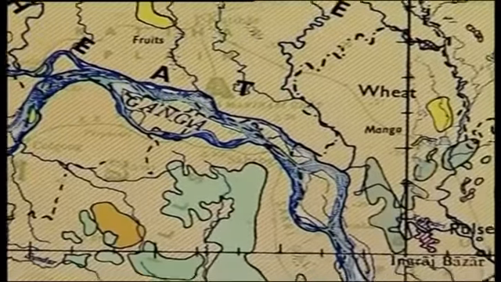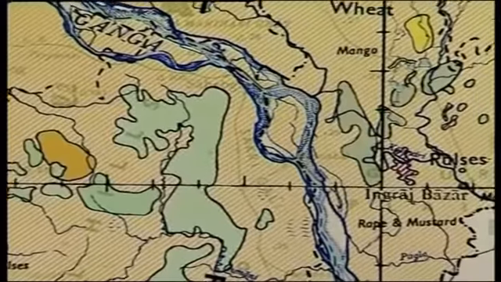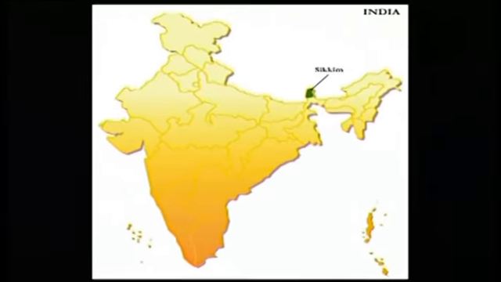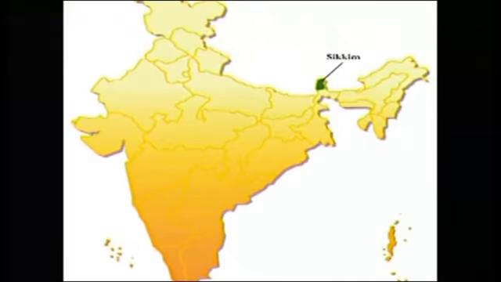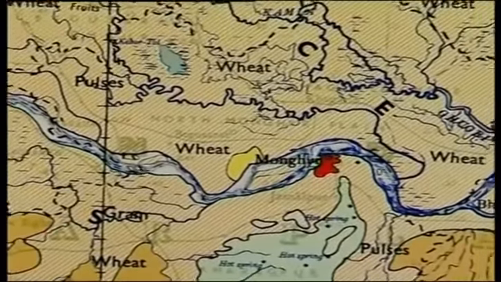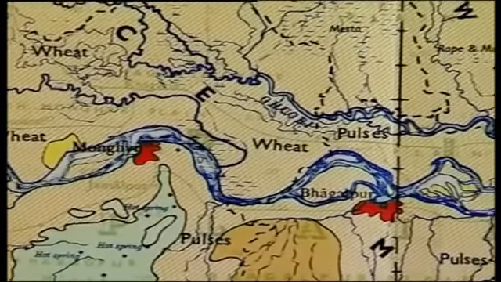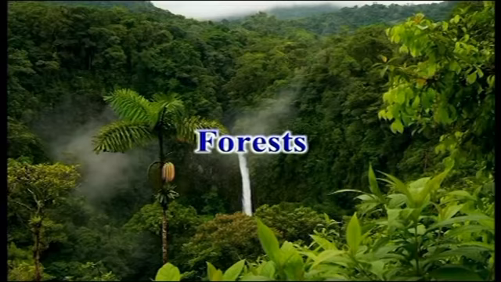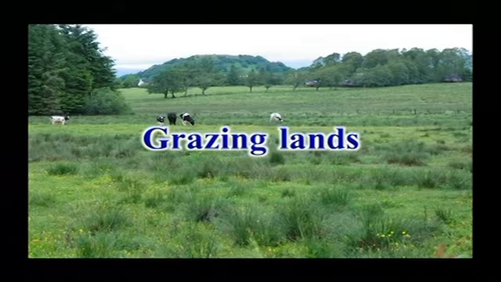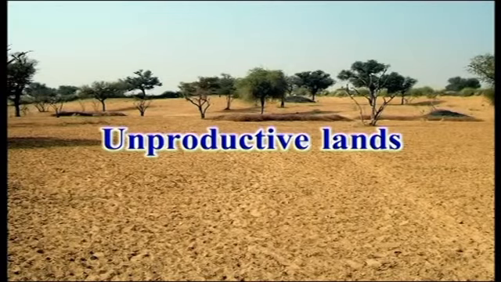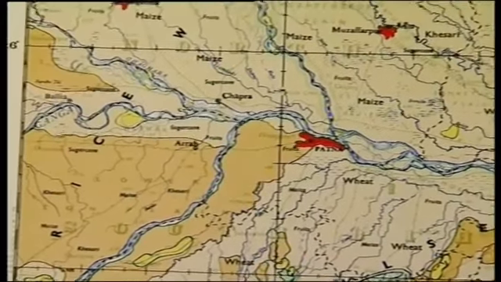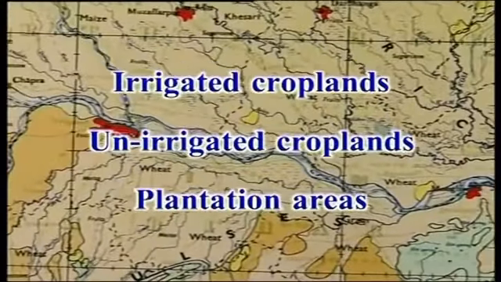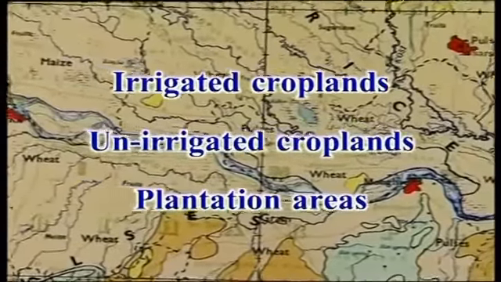This region is drained by the river Ganges and its tributaries at the central portions and by Teesta river in the Sikkim region. If we look at the prevailing land use patterns of this region, we could see the distribution of agricultural lands, forests, non-agricultural lands, grazing lands and unproductive lands. The agricultural land includes irrigated croplands, unirrigated croplands and plantation areas.